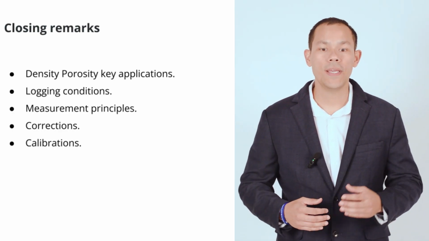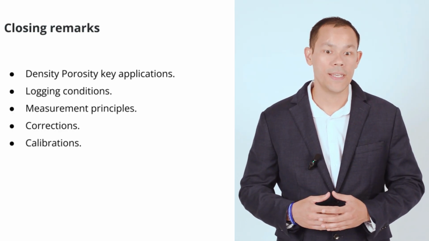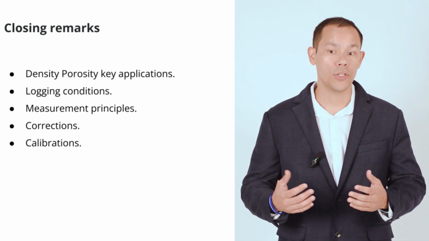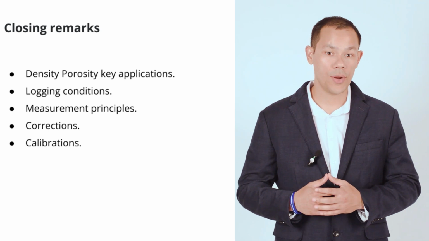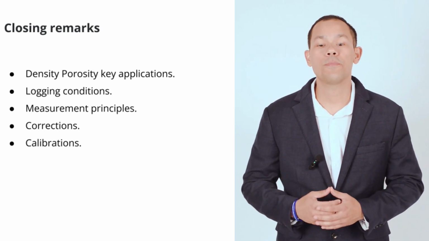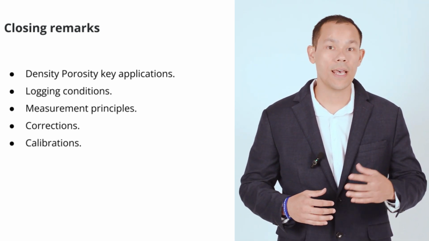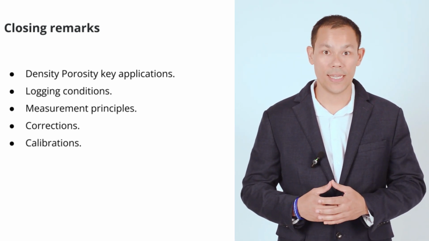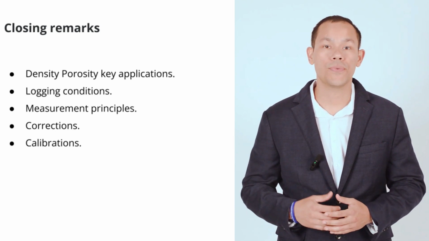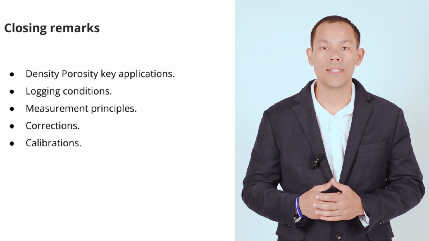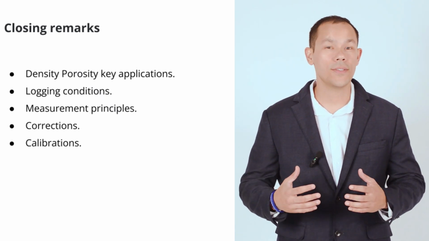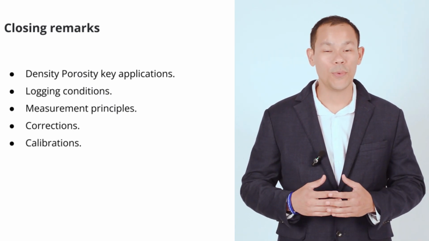And that's it for this chapter. To recap, we explored the density porosity tool, its key application in determining formation porosity and lithology, and the conditions under which it operates effectively. We described the principles of the measurements, discussing gamma ray interactions, energy levels, and the role of scintillation detection. We also covered essential corrections for borehole conditions and the importance of calibration. With these insights, you're now better equipped to understand the density porosity tool in wireline logging.